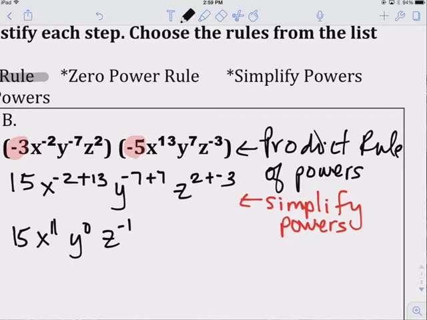When they're different, you subtract. The answer always takes the bigger number. Since 13 is the bigger number, it's going to be positive. Okay? So what do we do now?